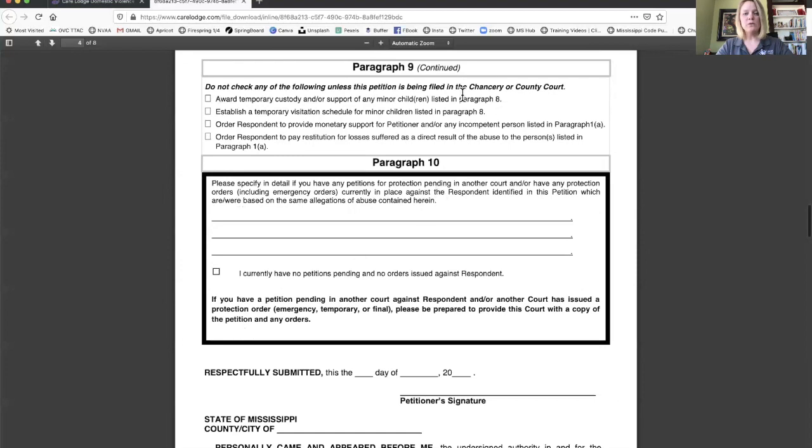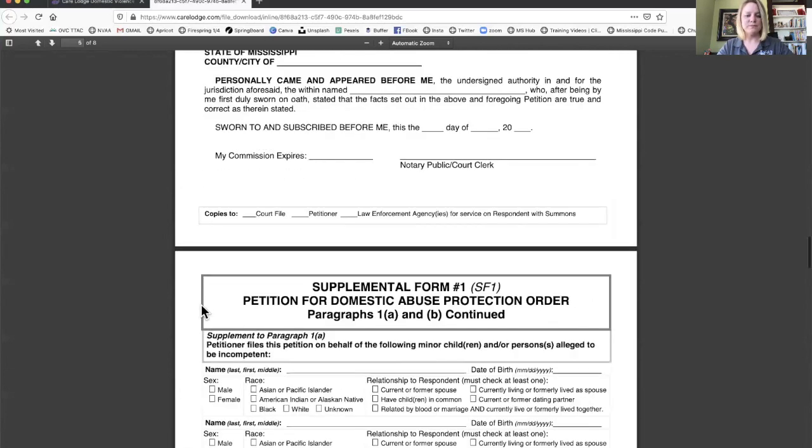Paragraph 9 only should be considered if you're filing in Chancery or County Court. This has to do with custody, temporary visitation, monetary support, and restitution paid for losses or damages as a direct result of the abuse that took place. Paragraph 10 is the court needing to know if there are any other protection orders filed at this time between you and the respondent. If there are none that you know of, you can simply print none at this time and select this box here, and that's all you have to write for this page.